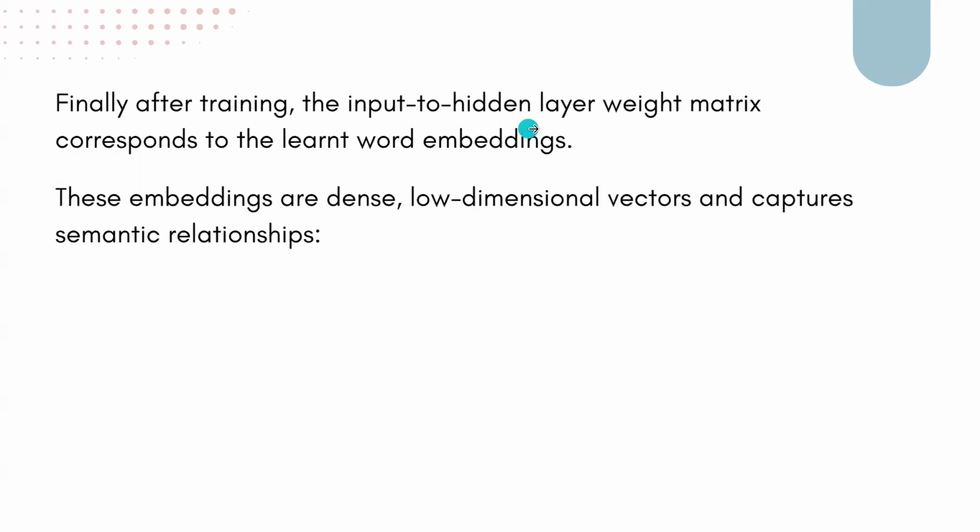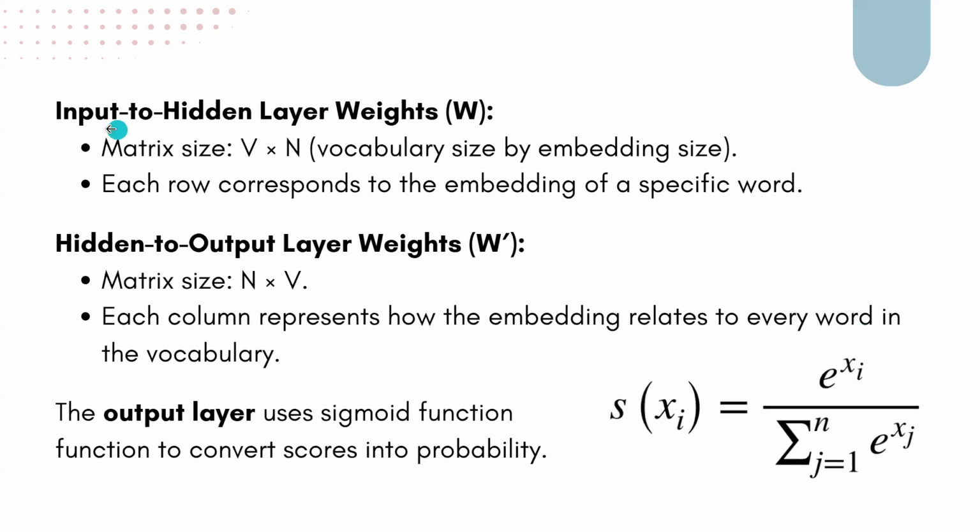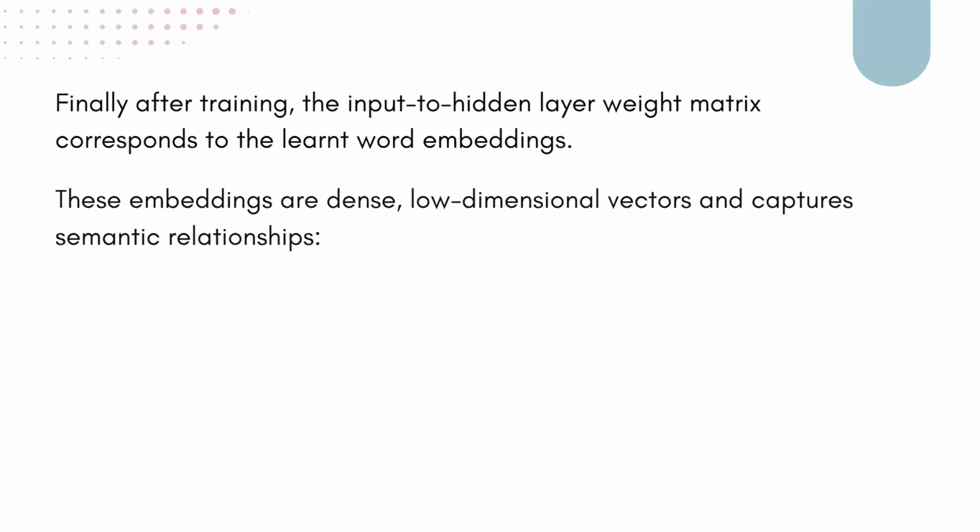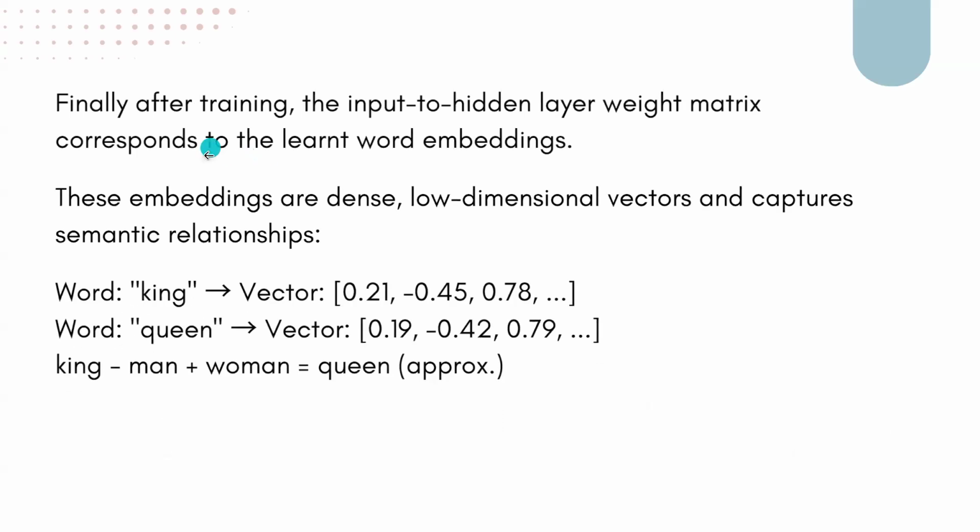Okay, so as I said, after training, we are basically interested in this input to hidden layer weight. Basically, they will work for us as the embeddings of the words. The embeddings are dense, low dimensional vectors and capture the semantics. So suppose after learning these weight vectors, we get a vector like 0.21, minus 0.45, 0.78, and so on. So this is a vector for the word king. Similarly, we get a vector for the queen, a vector for man, and a vector for woman.